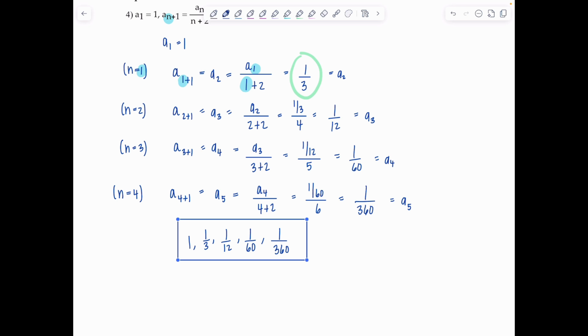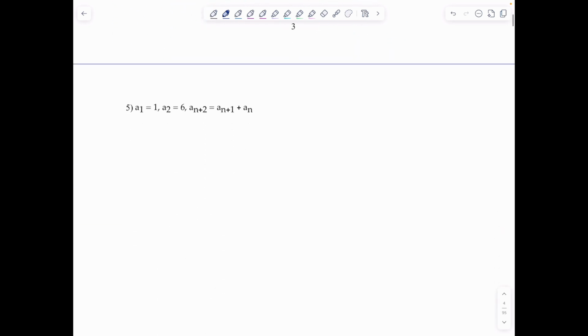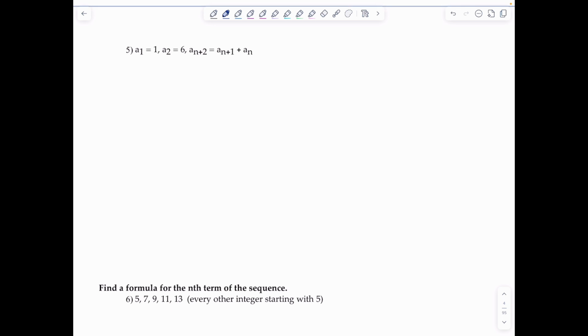Let's do one more recursive sequence. A sub 1 equals 1, a sub 2 equals 6, and then a sub n plus 2 equals a sub n plus 1 plus a sub n. So this time they gave me 2 to start off with, because notice they're defining a sub n plus 2 in terms of the sum of the 2 terms that precede it. Okay, that's why they had to give me more to start with. So a sub 1 is 1, a sub 2 is 6.